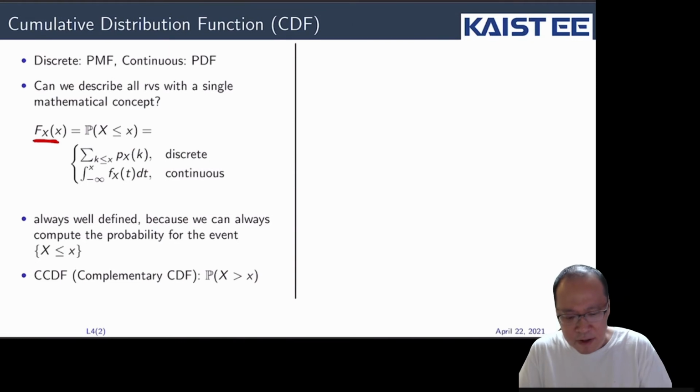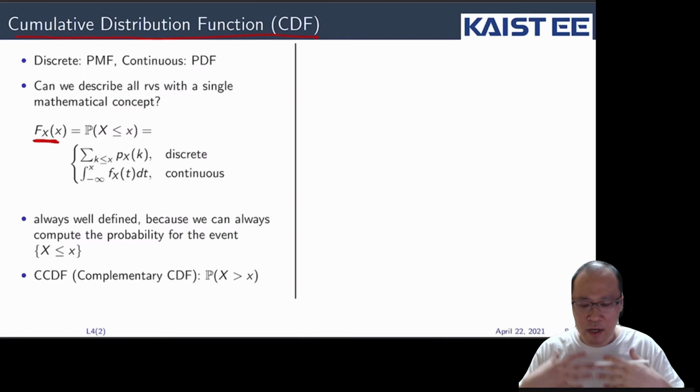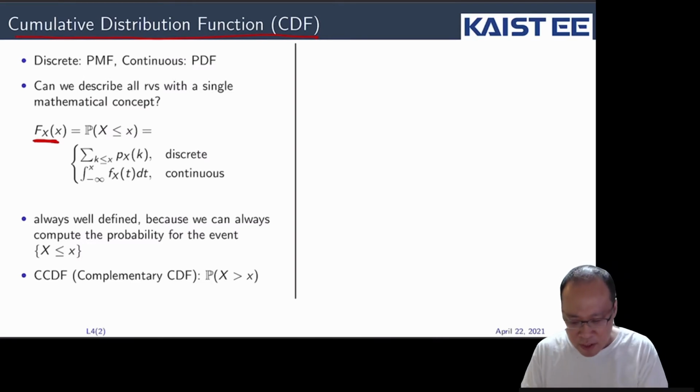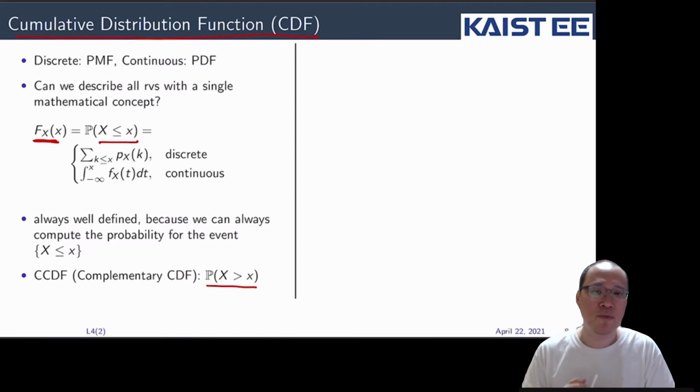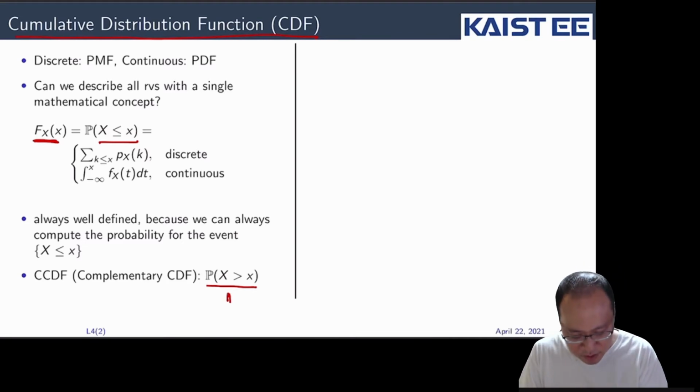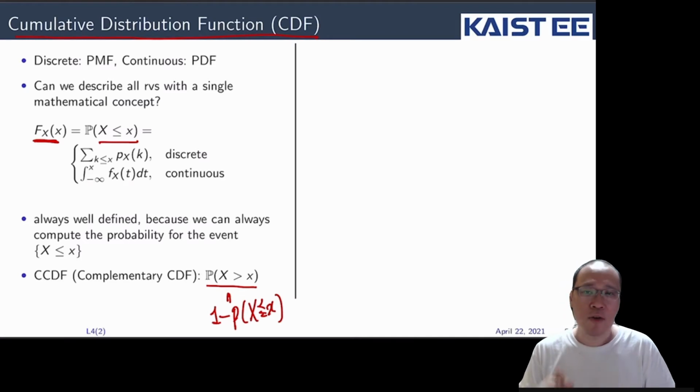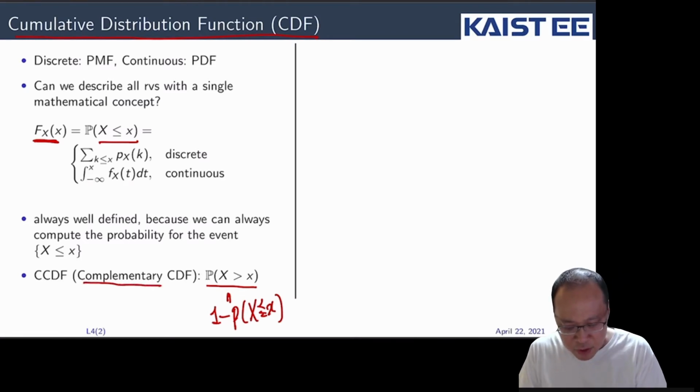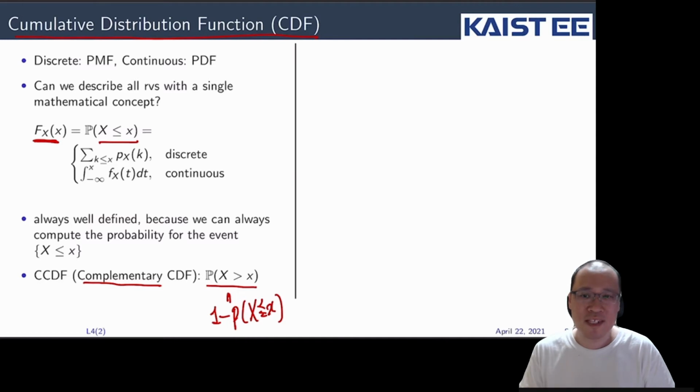This function is called the cumulative distribution function because we actually compute the cumulative probability that X is less than or equal to x. Compared to the cumulative distribution function, in many cases we are also interested in the probability that X is larger than x, which is equal to 1 minus the probability that X is less than or equal to x. We call this the complementary CDF, in short, CCDF. So in most cases I'm going to use a CDF, but in some cases I'm going to use a CCDF if it is necessary.